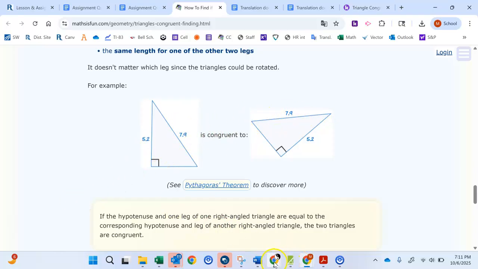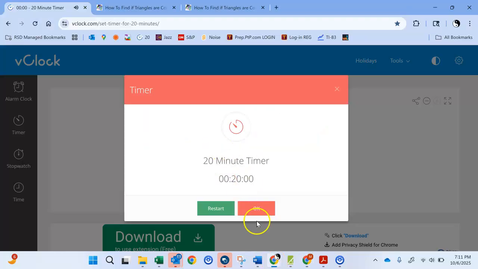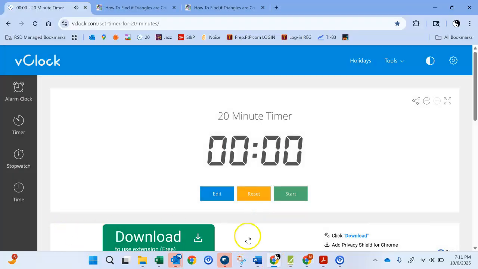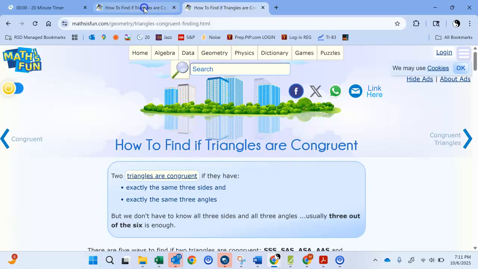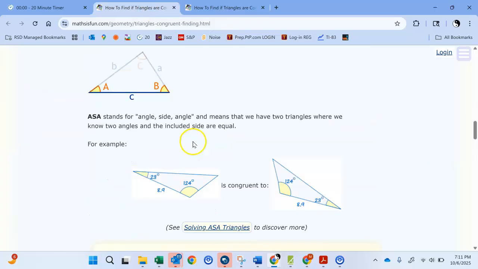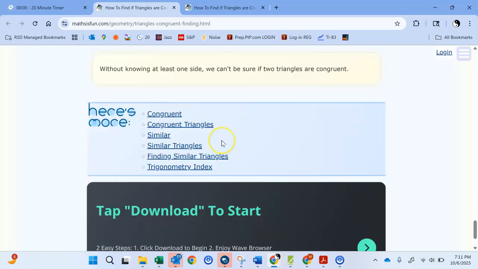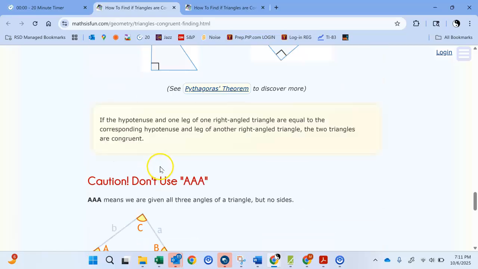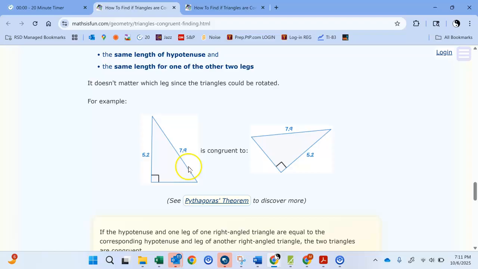Hypotenuse. Hold on. Let's go back to this. Back to this. Where'd it go? Okay. Again, hypotenuse, hypotenuse, across from this right angle, across from the right angle, and one side, 5.2.